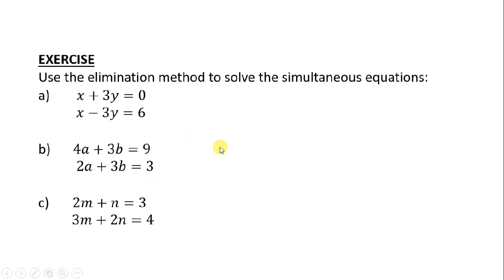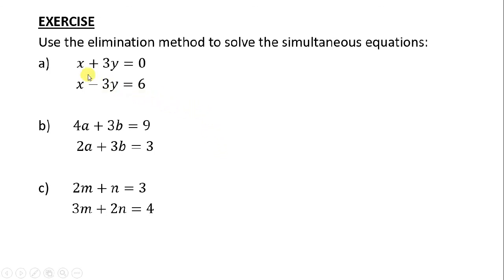Let's go to our exercise. Our exercise is saying, use the elimination method to solve the simultaneous equations. The first one, we have x plus 3y is equals to 0. The second one is x minus 3y is equals to 6. Then we have b. 4a plus 3b is equals to 9. 2a plus 3b is equals to 3. Last but not the least, we have 2m plus 9n is equals to 3, and 3m plus 2n is equals to 4. Hope to see your solutions.